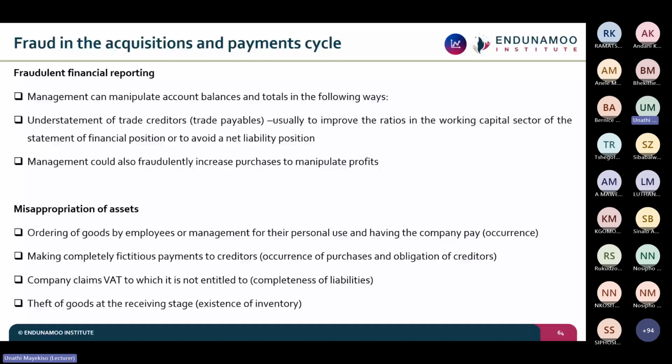Making fictitious payments, so paying suppliers that don't exist. You would have seen many scandals of those in the news. And then making VAT claims for expenses that are not necessarily taxable supplies. That's also a form of misappropriation. And then theft of goods at the receiving stage, which is exactly the example that somebody gave us just now. Any questions on the acquisitions and payment cycle?